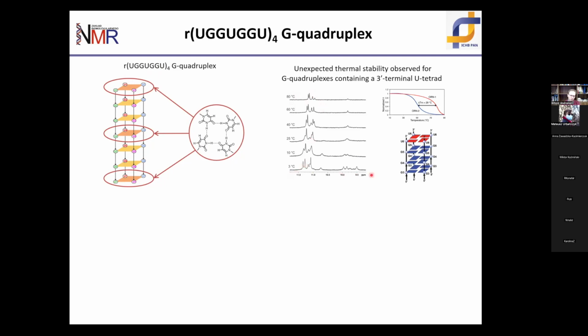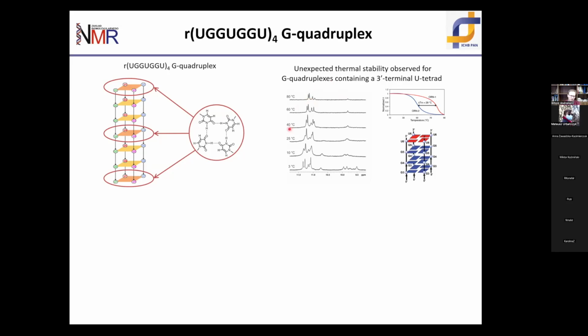Here you can see the spectrum where we see these iminoprotons, and I told you that if we see them, then there are interactions. If the structure were melted, these iminoprotons would disappear. And you can see that they remain protected by hydrogen bonds even at 80 degrees, probably even higher, because we saw that the melting temperature of this quadruplex is around 90 degrees.